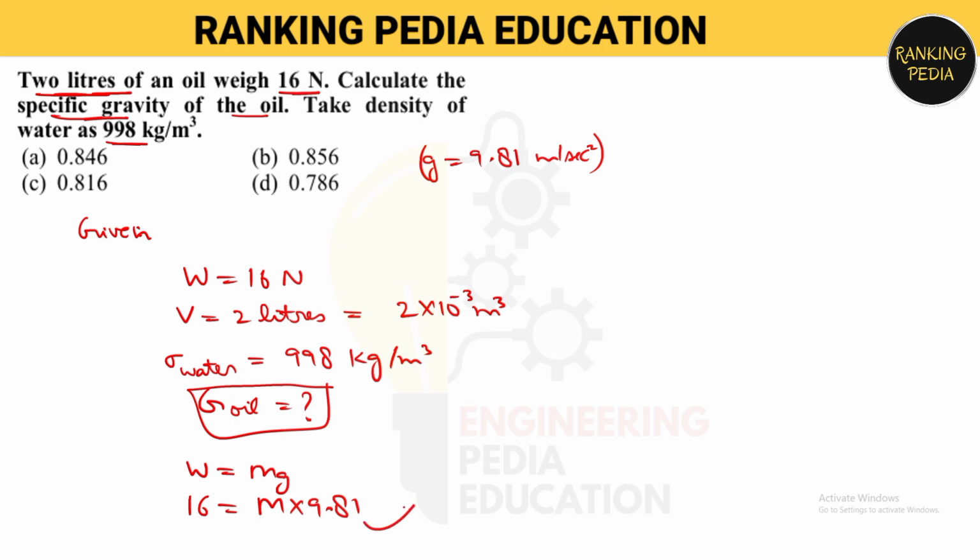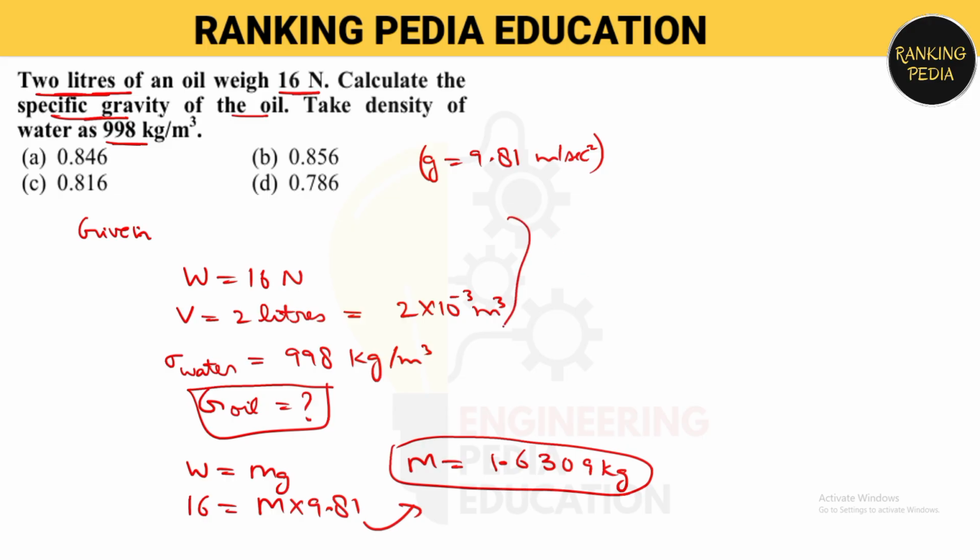So from here we will get the value of m, which is 16 divided by 9.81. After calculating, you will get 1.6309 kg. This is the value of mass. Now we have to find the specific gravity of oil. For this, first we need to know the density of oil, which is equal to m by V.